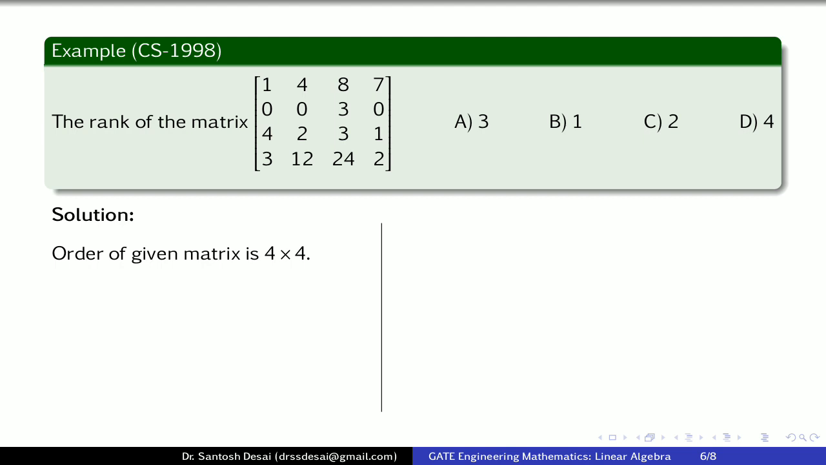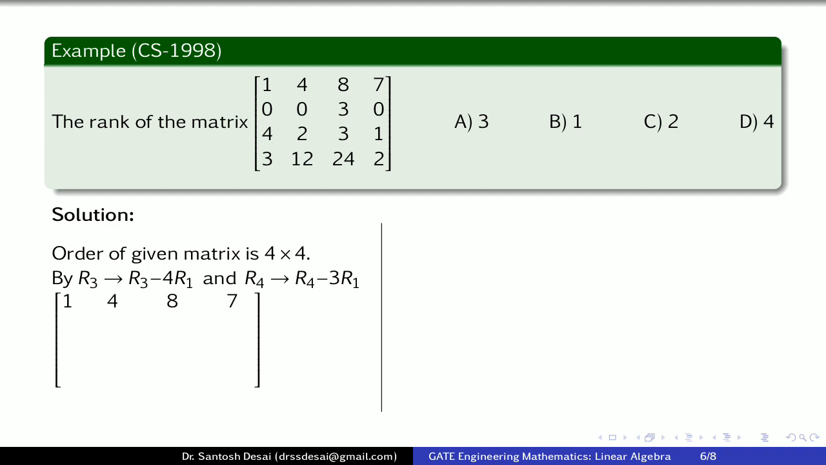So you have to bring only 0 in place of 4 and in place of 3. Now in place of 4, we can bring 0 with the transformation R3 minus 4 times R1. And in place of 3, we can bring 0 by using R4 minus 3 times R1. So with these transformations, the given matrix takes the form.